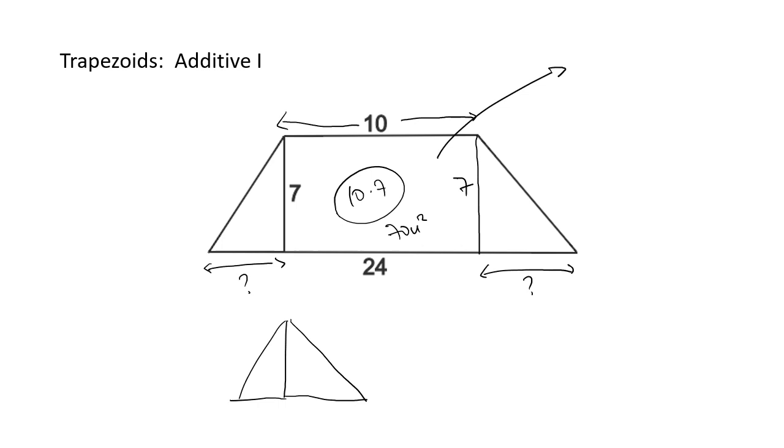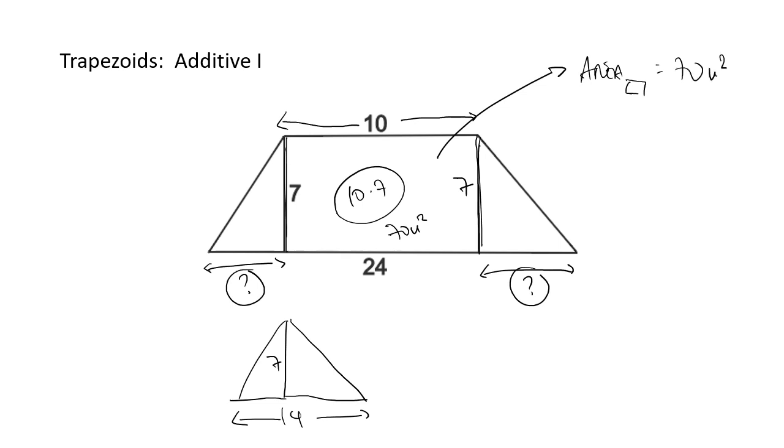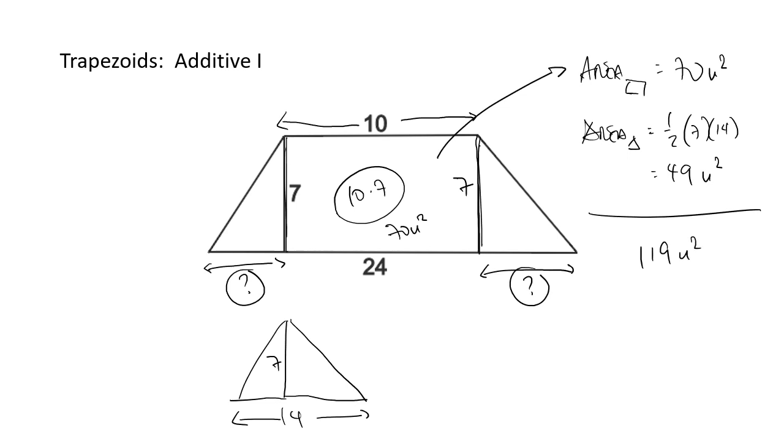And so I don't know what this length is, I don't know what this length is, but I do know that together they add up to 14. And this height is still 7. And so we can see here that this 7 and this 7 are going to fit together nicely, and that's going to stay a 7. And so now the rectangle we said was 70. And now the area of the triangle is going to be 1/2 7 times 14, which is 49. And so I know my total area is going to be 119 units square. That's the area of my trapezoid.